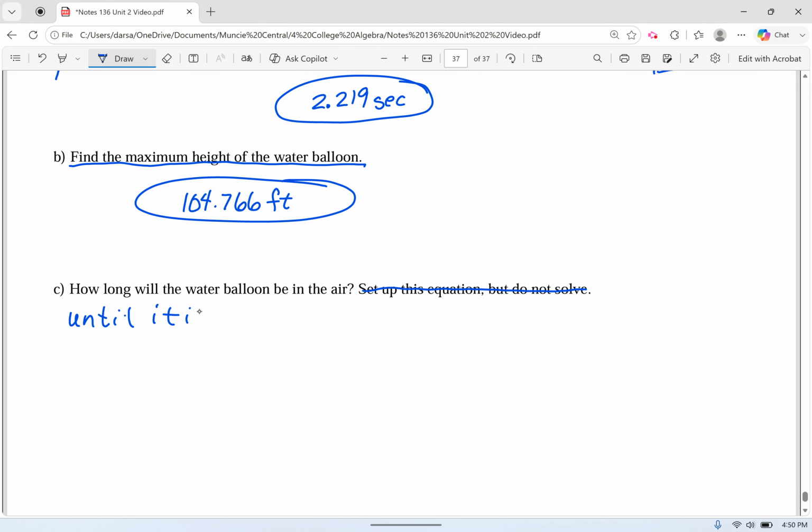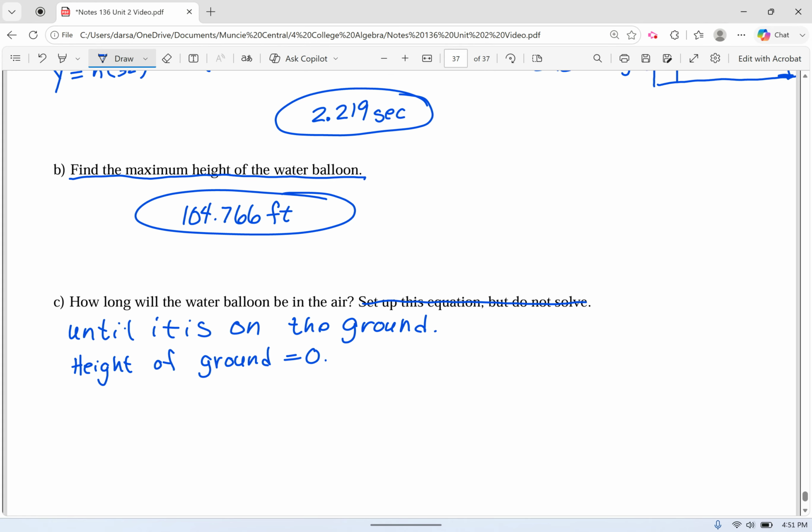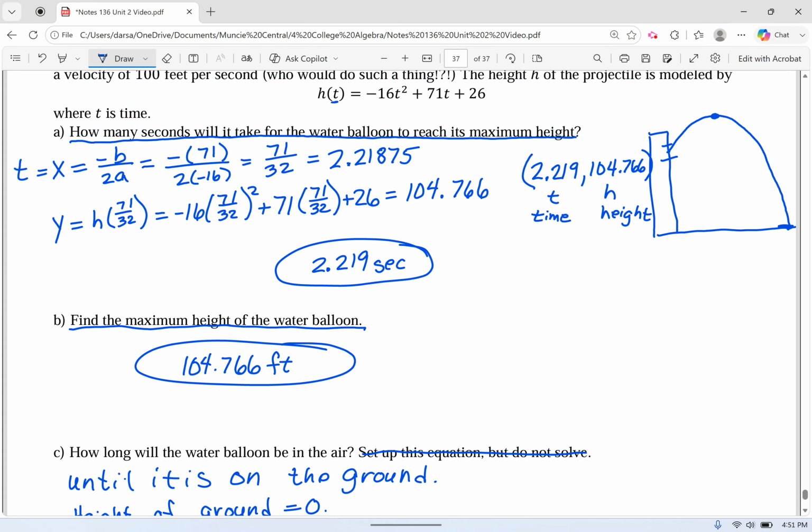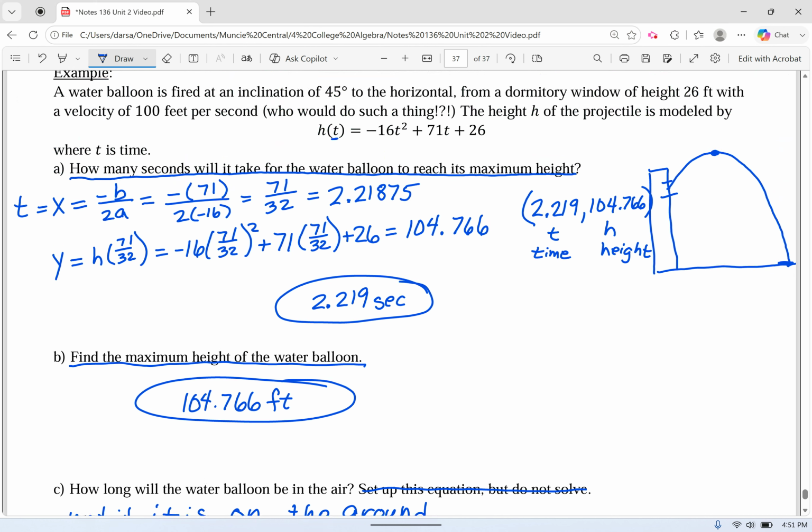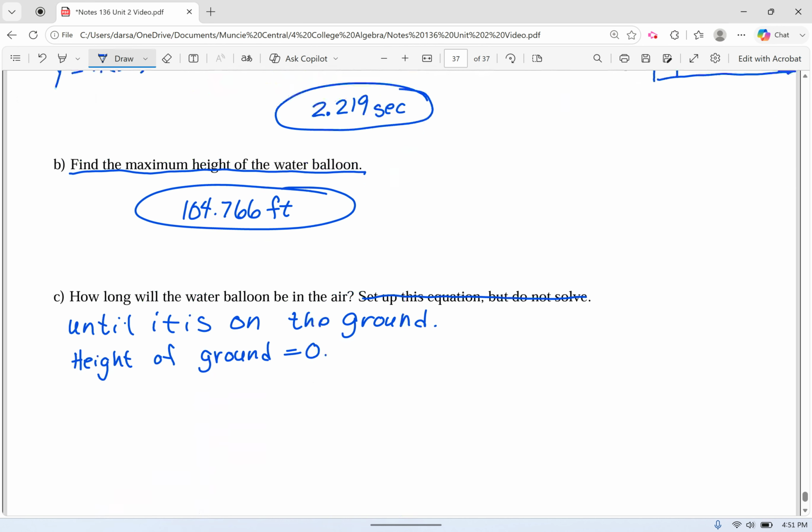Okay, so what we want to put together is the balloon is in the air until it is on the ground. And the height of the ground is 0. So what do we need to do to our equation? Negative 16t squared plus 71t plus 26 is h of t.